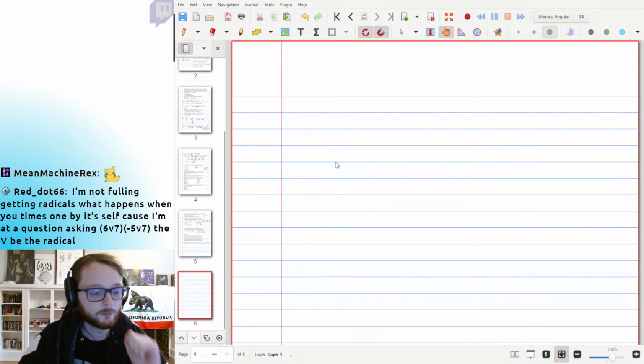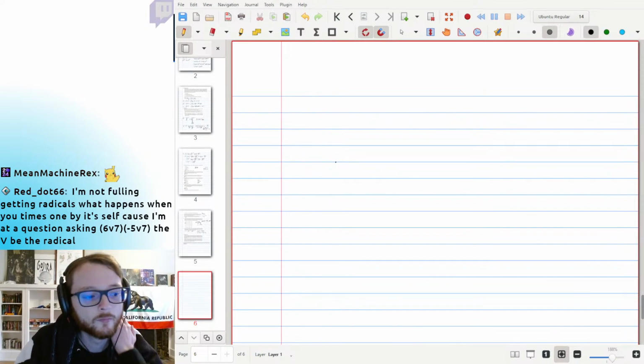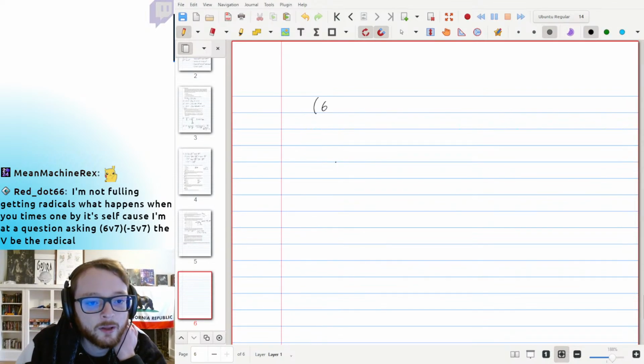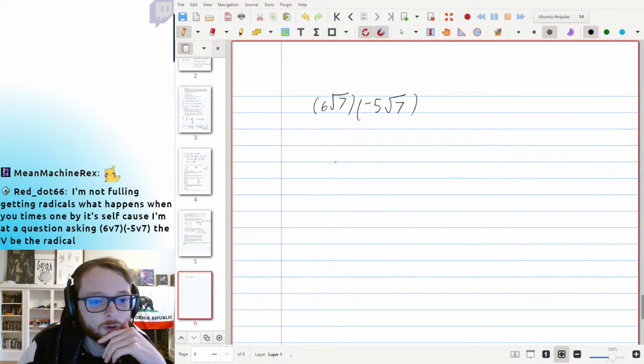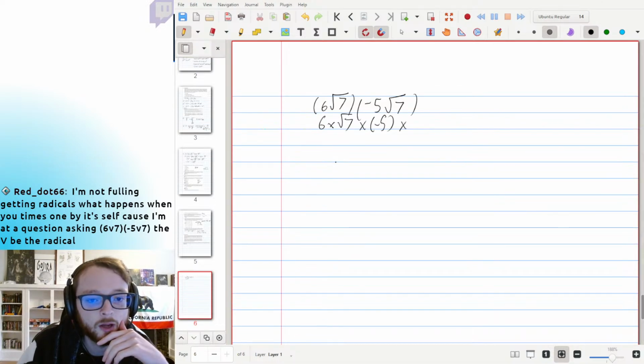Okay, so you are multiplying 6 root 7 times negative 5 root 7. Here I would use commutativity, but the actual name isn't important. This is the same exact thing as 6 times root 7 times negative 5 times root 7. When everything is multiplication, you can rearrange it in whatever order you want.